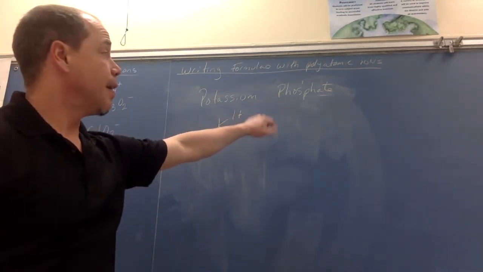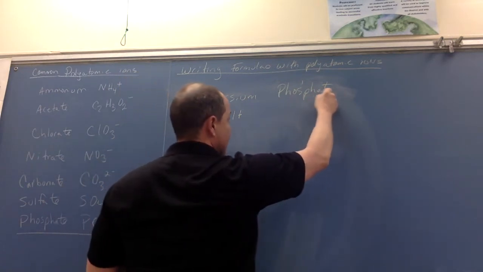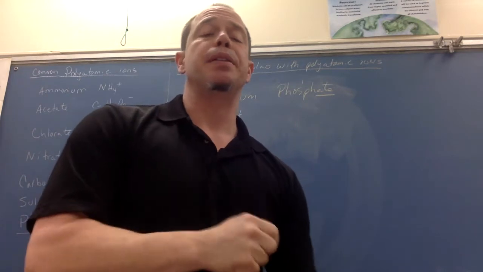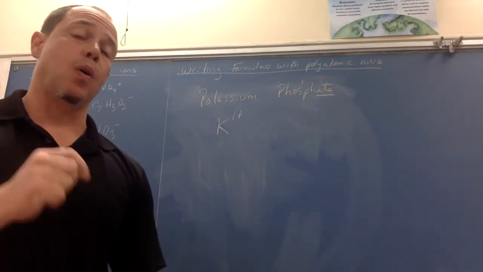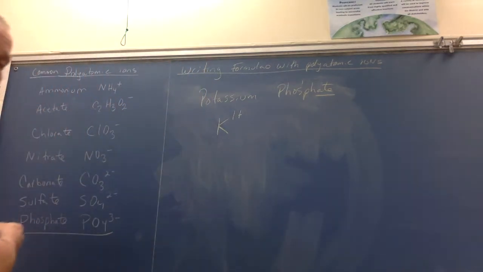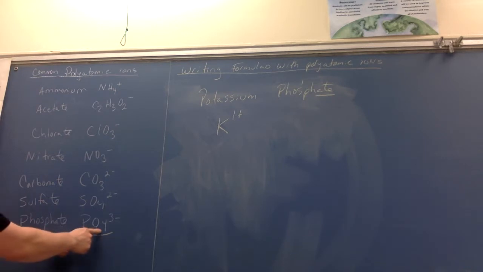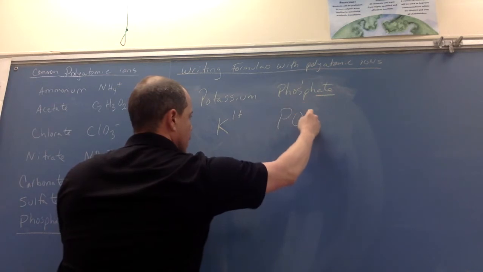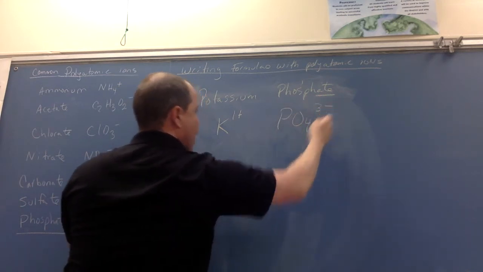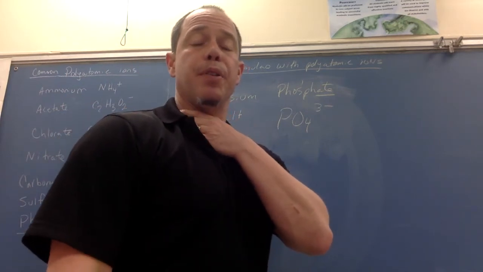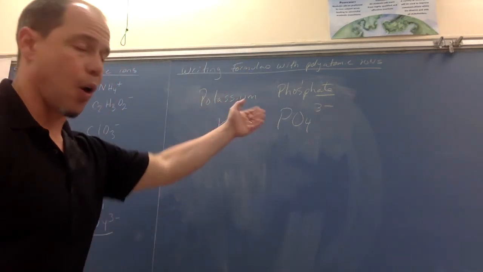Phosphate, on the other hand, the ATE ending or the ITE ending tells me that this is not something to be found on the periodic table. Instead, I have to go to my polyatomic ion chart, which is over here. So phosphate is PO4 3 minus. So I'm going to write PO4 3 minus. Okay? I'm going to do here what I've done previously, and that is cross the charges.